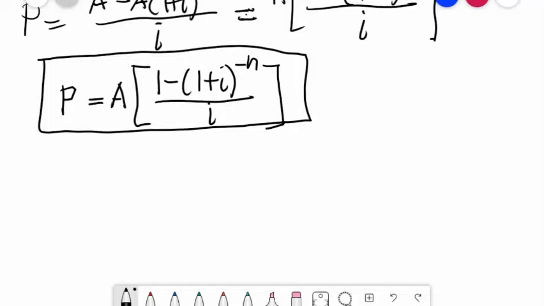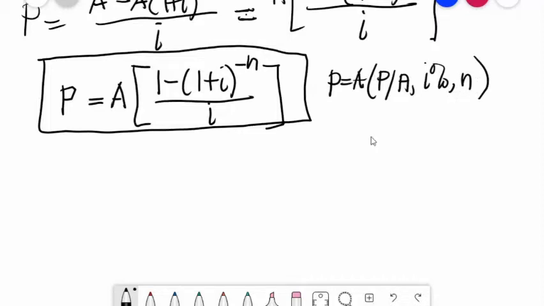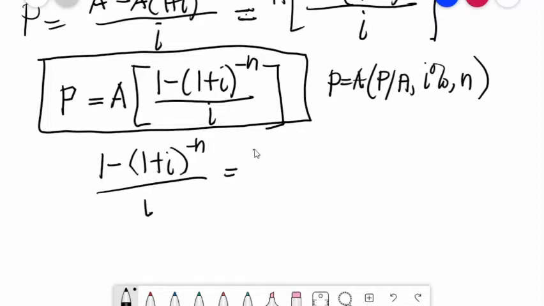We can express this formula as P is equal to A times P/A, i%, N. And also, (1 minus (1 plus i) raised to negative n) all over i is what we call the uniform series present worth factor.